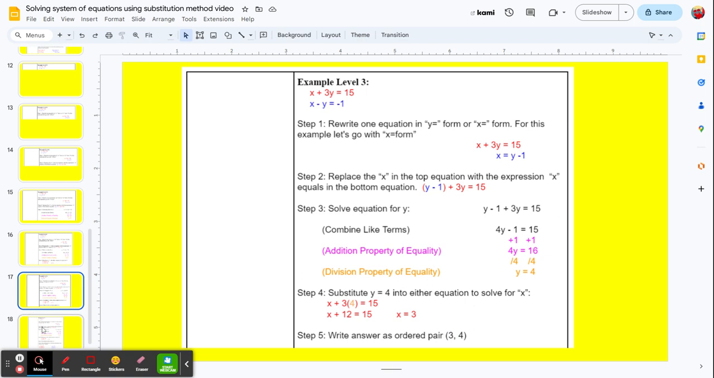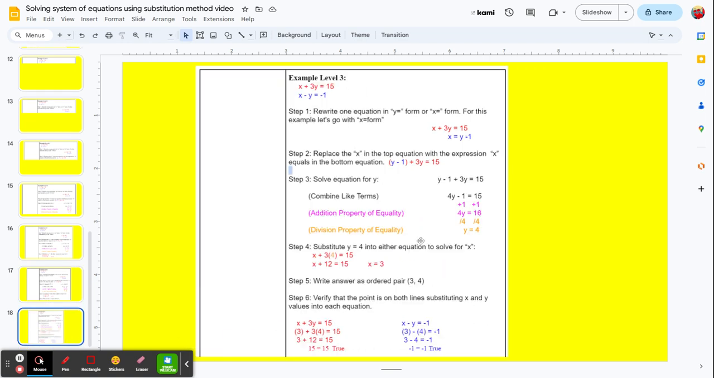All right, let's check it. So to check it, we've got to substitute (3, 4) into both equations. So the red equation here, you get 3 plus 3 times 4 equals 15. You end up getting 15 equals 15, true story. All right, for the blue equation, 3 minus 4 equals -1. Be careful there. It's 3 minus the positive 4 equals -1. So we end up getting -1 equals -1, and that is true as well.